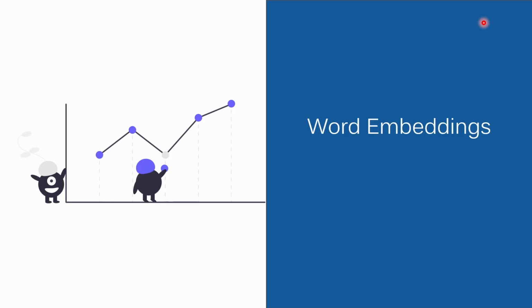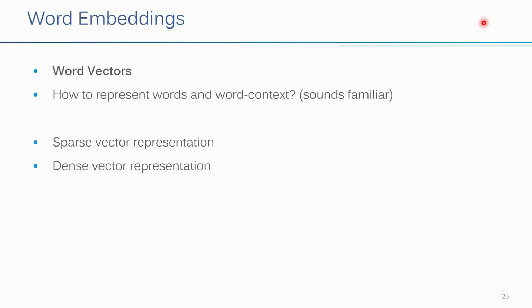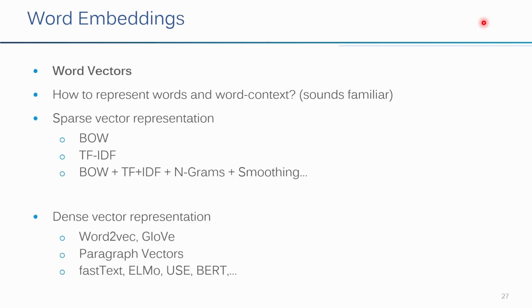That being said, let's move on to actual word embeddings, the topic of the lecture. So far, we have seen how to represent words and word contexts. We already saw some approaches to do that, especially sparse vector representations. On sparse vector representations, we have bag of words, TF-IDF, n-grams, smoothing, and all the techniques that we've seen so far. Presence, frequency, absolute counting, discounting, and so on.